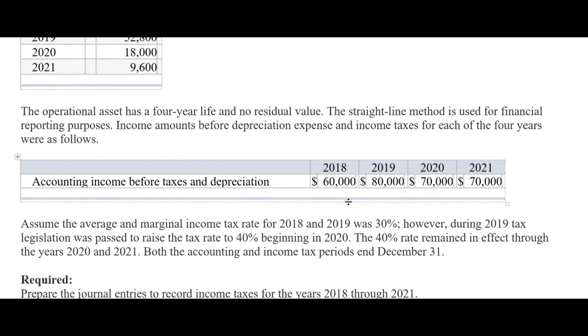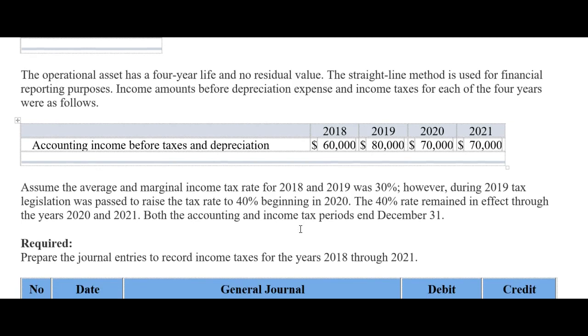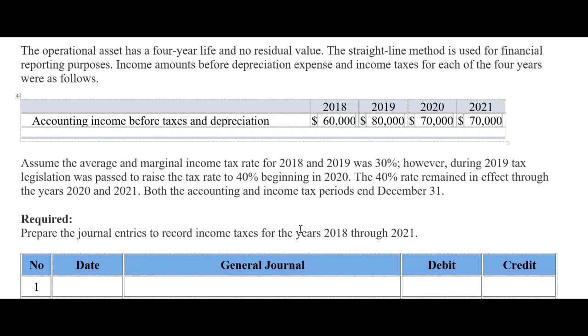Assume the average and marginal income tax rates for 2018 and 2019 was 30%. However, during 2019, tax legislation was passed to raise the tax rate to 40% beginning in 2020. The 40% rate remained in effect through the years 2020 and 2021. Both the accounting and income tax periods end December 31st. Prepare the journal entries to record income taxes for the years 2018 through 2021.